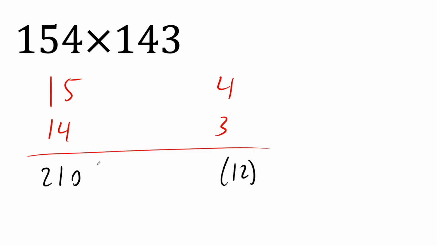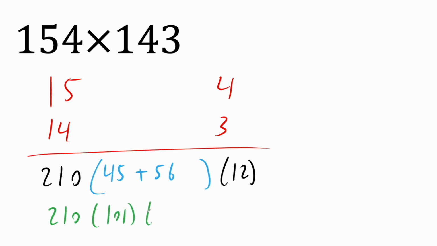And now for our crosswise. So parentheses, parentheses. 15 times 3 is going to give us 45. 14 times 4 is going to give us 56. So we have 210 parentheses 45 plus 56 is going to give us 101. And then we have our 12.